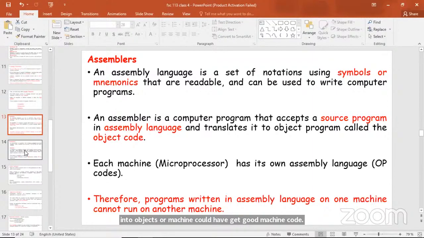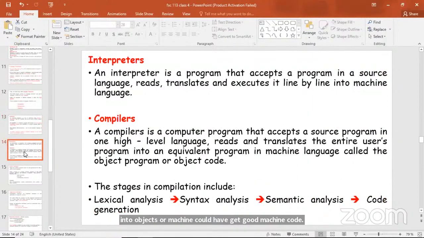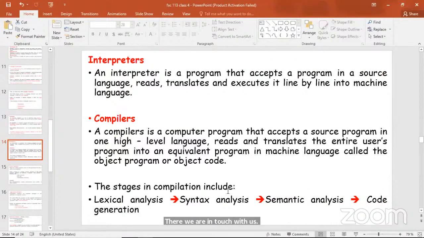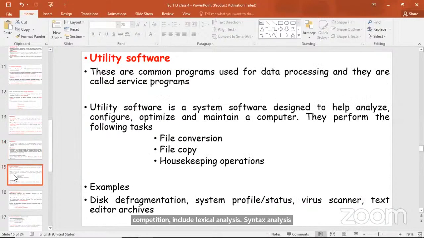Source code is what you write on your screen. Then we have interpreters and compilers. And we said the stages involved in compilation include lexical analysis, syntax analysis, semantics analysis, and code generation.